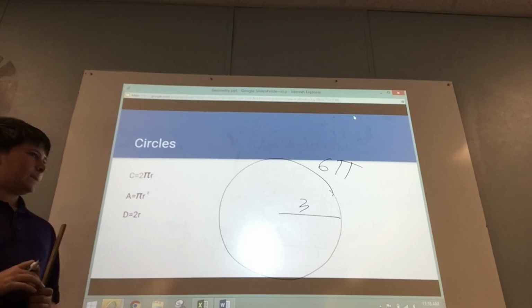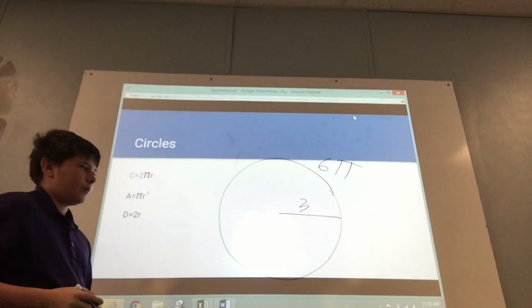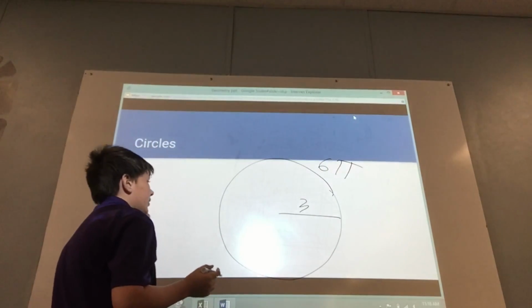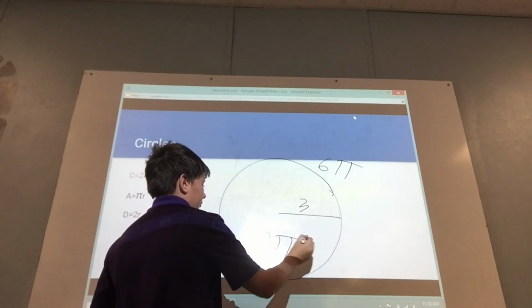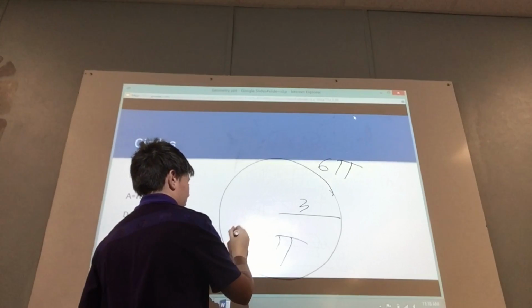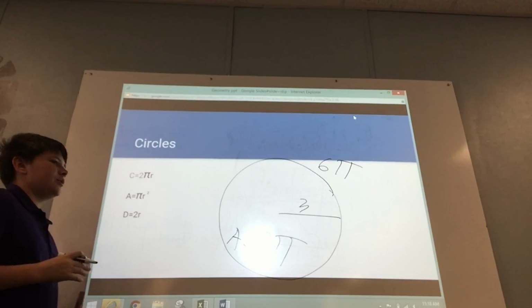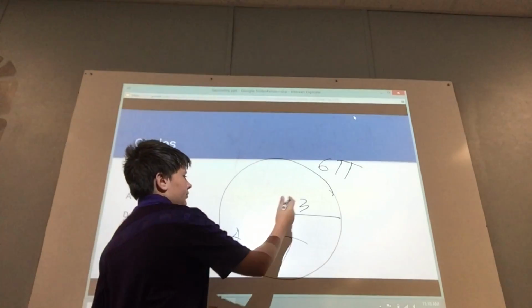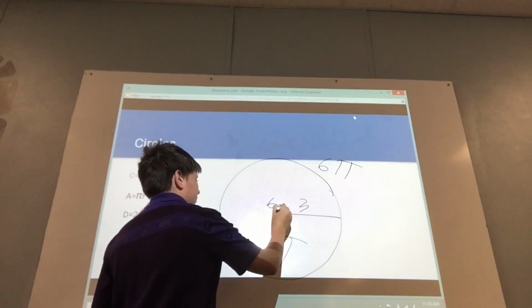For area, the formula is pi times r squared. So if we square 3, which is 9, that will be 9 pi for the area. So area equals 9 pi. And the diameter is all the way across the circle. So that's just 2 times radius. So 3 times 2 is 6.